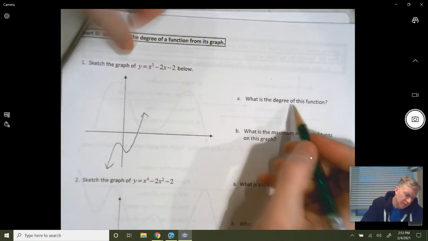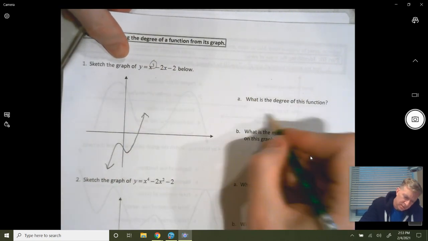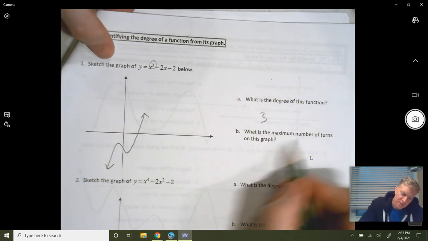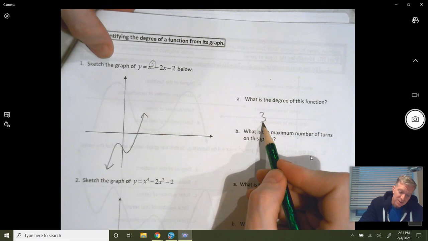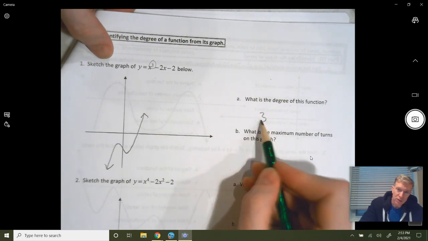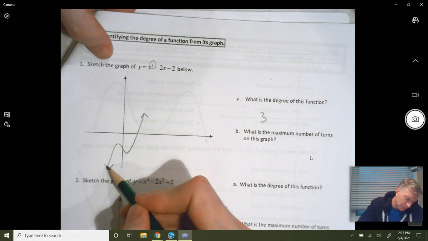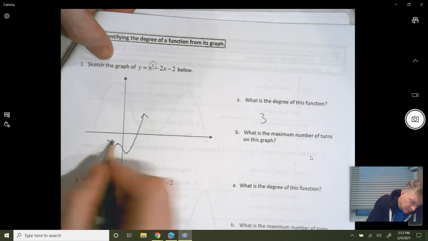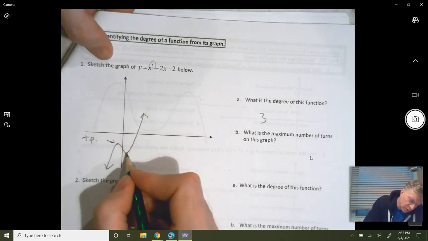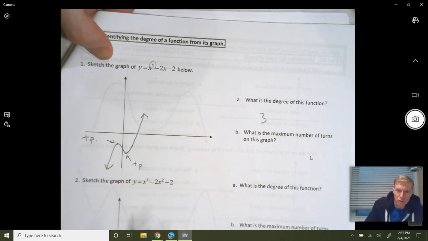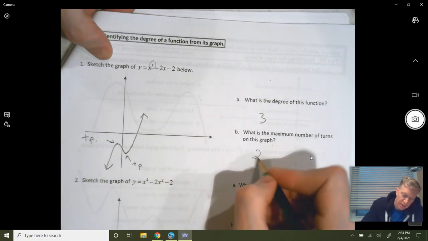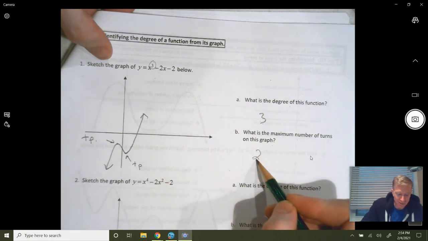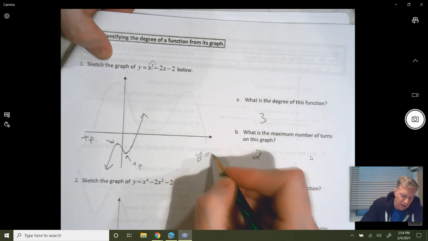What's the degree of this function? The degree is 3. So what is the maximum number of turns on this graph? Okay, well, let's look at how many turns there are on this graph. A turning point is when you change from increasing to decreasing. Right there, that's a turning point. This right here, where you go from decreasing to increasing, that's a turning point, TP. Those are your turning points. There are 2, okay? At most, there will be 2. There might be 0. I'll come back to that, okay?